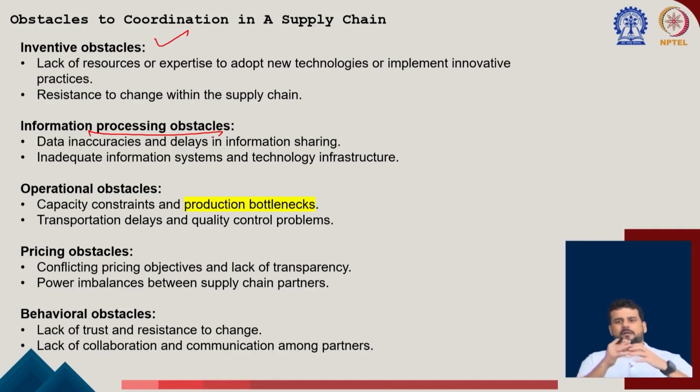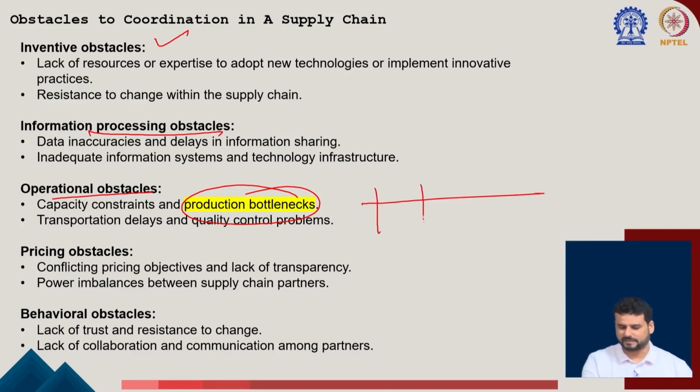Then another is, maybe you want to share the quick information coming from the customer throughout your supply chain, but you don't have a strong IT platform where you are sharing the information, right? Operational obstacles: production bottlenecks or capacity constraints. Suddenly you are getting a demand spike, but you are not able to meet it because of your limited capacity. And then production bottlenecks, because some processes in the production are taking more time.